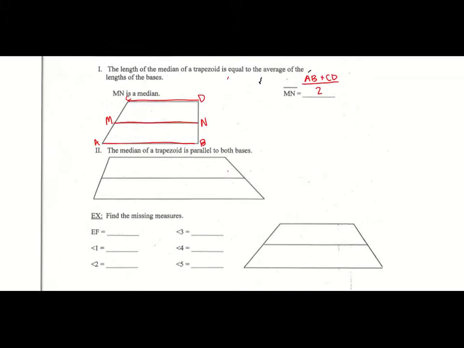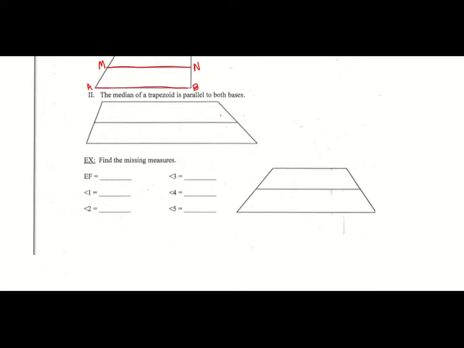But first we're going to talk about the next theorem, which says that the median of a trapezoid is parallel to both bases. So all that's telling me right there is that when I label these 2 lines as parallel, put my arrows, tells me it's parallel, this line in the middle is also parallel. Okay, so let's look at the next question.